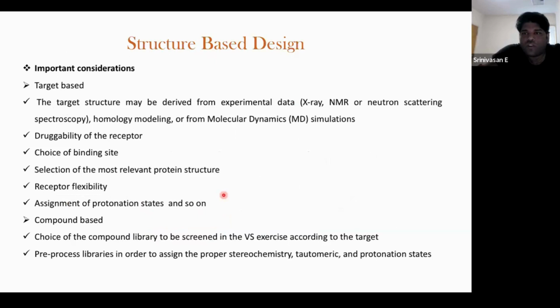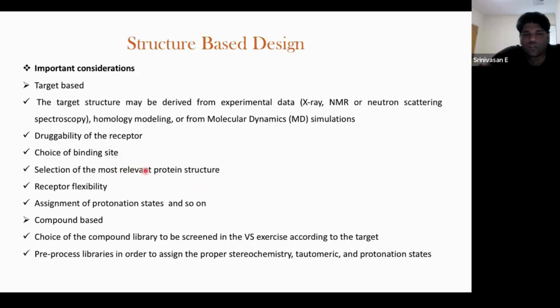So from this, I could conclusively say that for structure-based drug design, the most important feature is the target. So what is a target? A target may be derived from experimental or NMR techniques, and computationally we can also obtain the target using homology modeling or from MD simulations. And then we have to find the druggability of the target. That is the most important factor. And then the choice of the binding site, which, like I said, varies between different proteins.